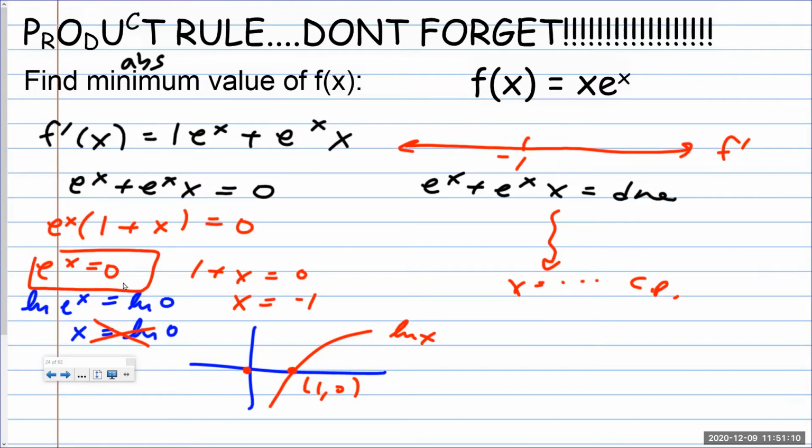But look at this: e to the x equals 0. Remember what we said about e to the x? What does the e to the x graph look like? Does it ever touch 0? No. So same thing, neither of these exist. There's no x where that happens, so nothing good comes out of that.